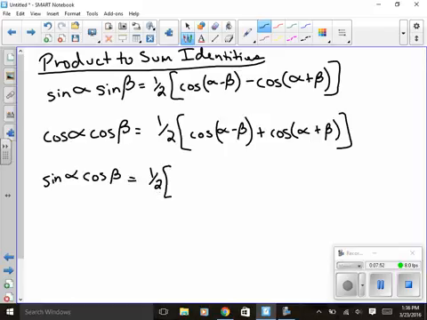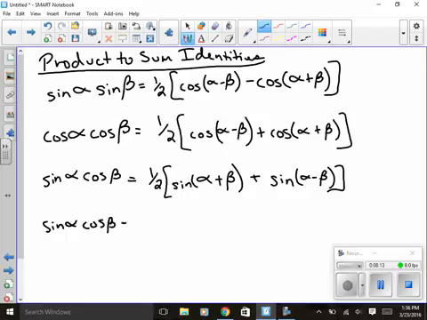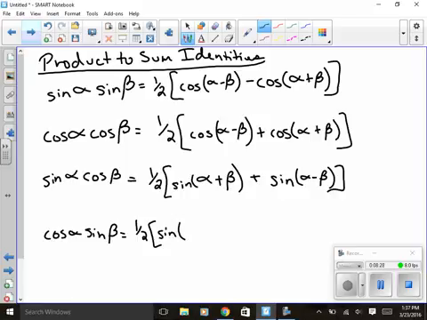So we've got 1/2 of sine alpha plus beta plus sine alpha minus beta. Exact same thing. So if they're switched, so if it's cosine alpha, sine beta, it's going to be 1/2. And the thing that changes actually is in between. So I've got sine alpha plus beta minus sine alpha minus beta.